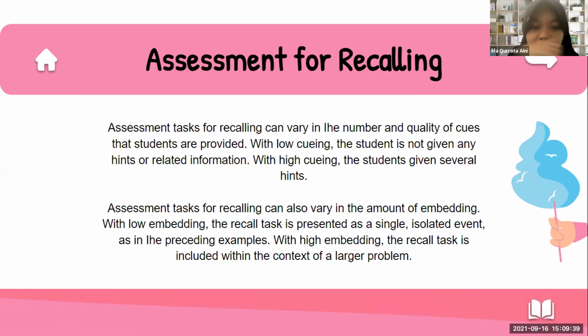The assessment task for recalling can also vary in the amount of embedding, or the extent to which the items are placed within a larger meaningful context. With low embedding, the recall task is presented as a single, isolated event as in the preceding examples, and with high embedding, the recall task is included within the context of a larger problem, such as asking students to recall the formula for the area of a circle when solving a word problem that requires that formula.